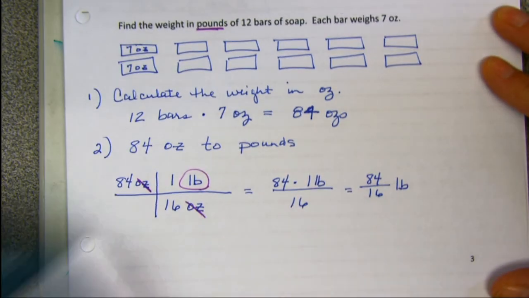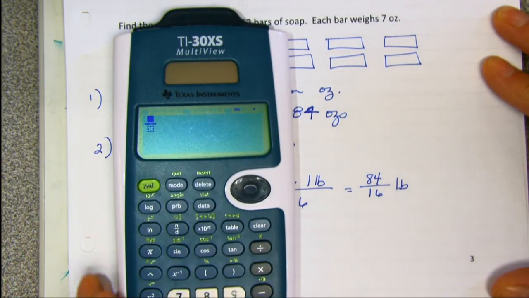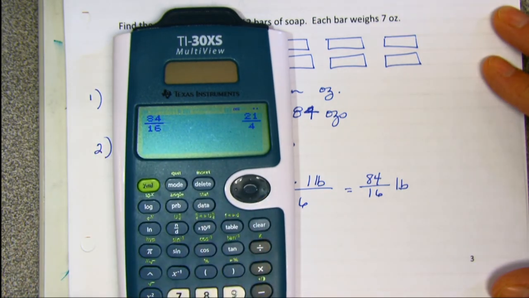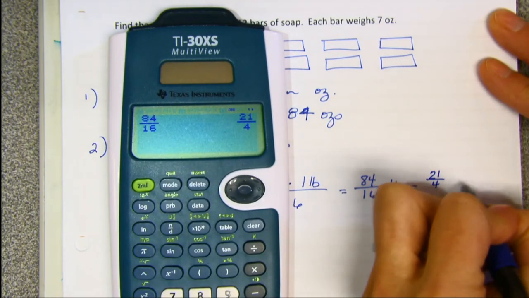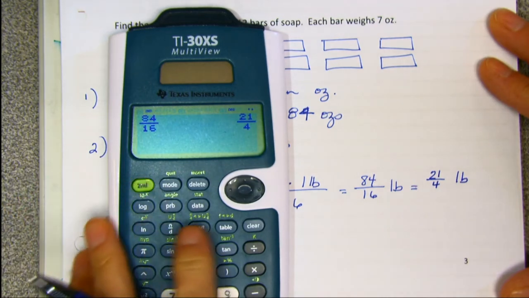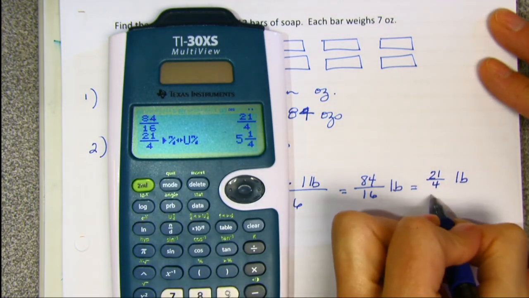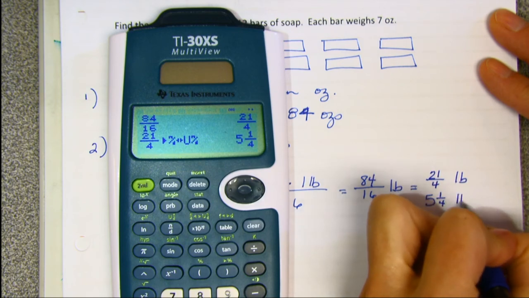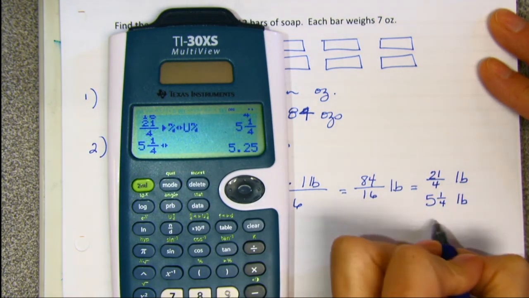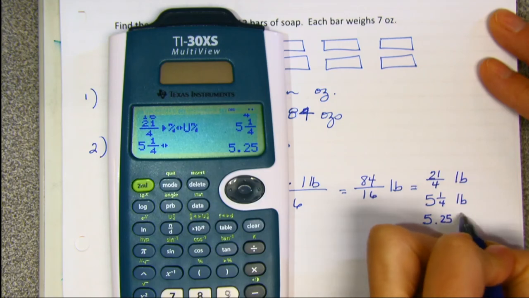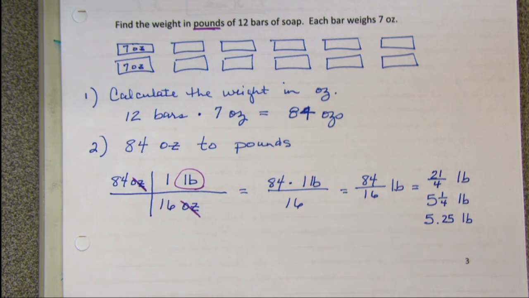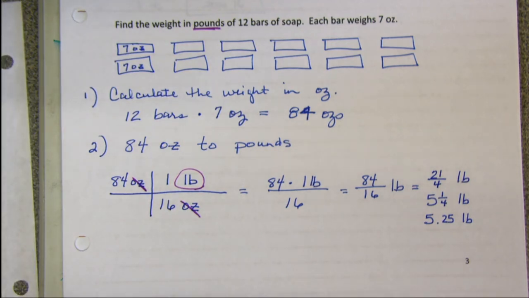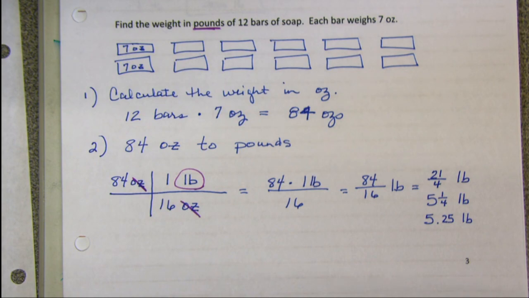Now that is going to reduce. So I'm going to go to my calculator and do 84 over 16. So it's 21 over 4 pounds, 5 1/4 pounds, or as a decimal, 5.25 pounds. So again, pay attention to WebAssign on which form that they want that in, okay? All right.